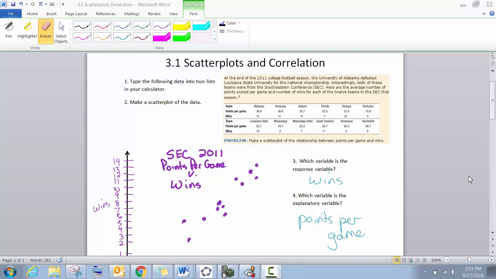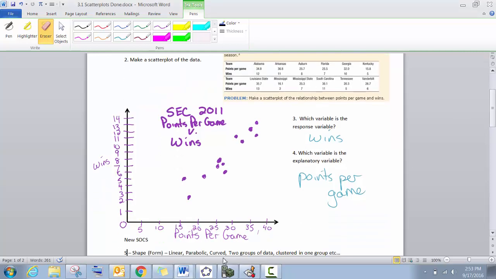This is 3.1 Scatterplots and Correlation. So we want to type the following data into our calculator and make a scatter plot by hand of the data. The data is SEC 2011, average points per game, and number of wins for each team. So make sure you type it in.